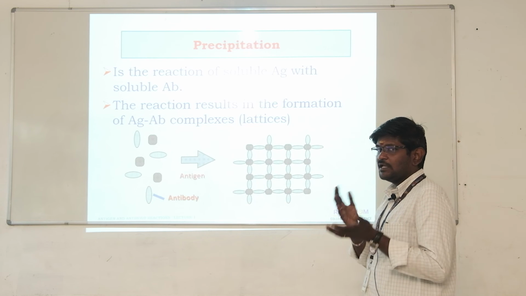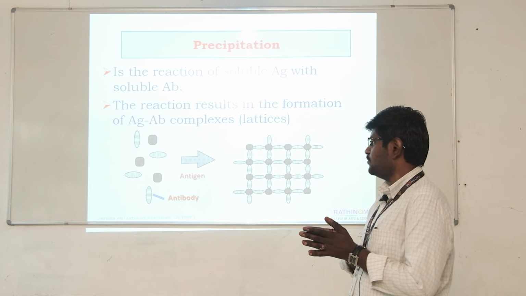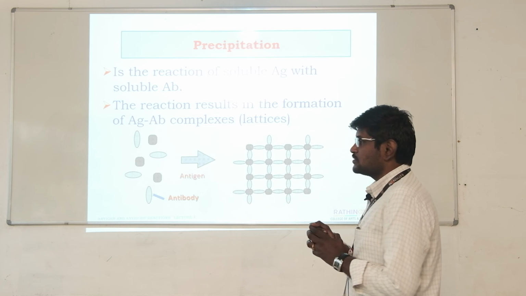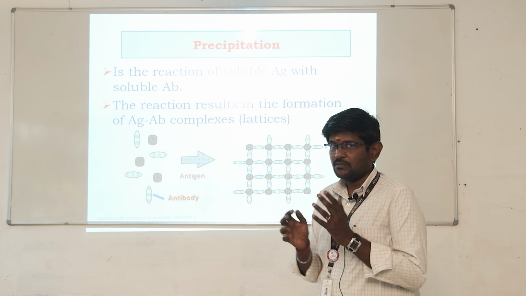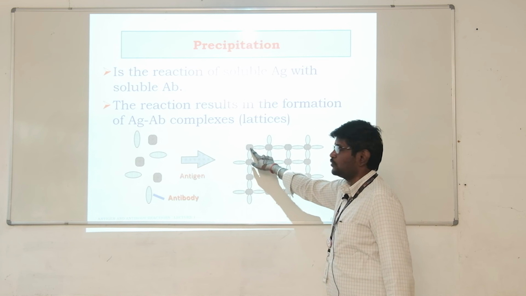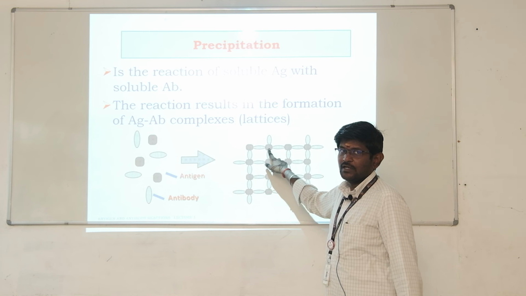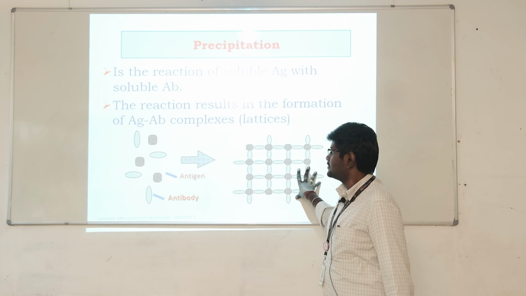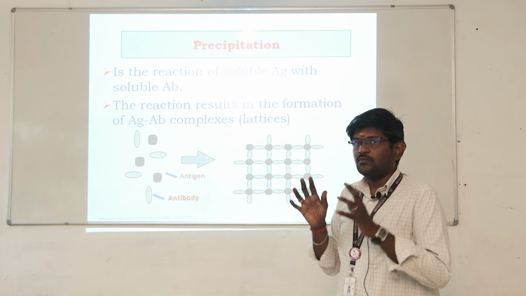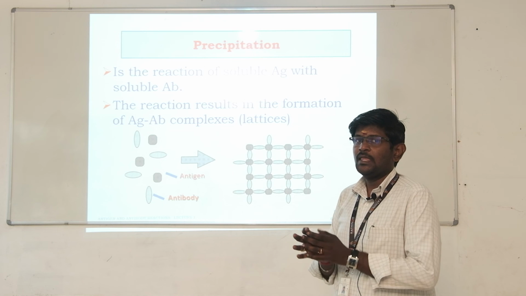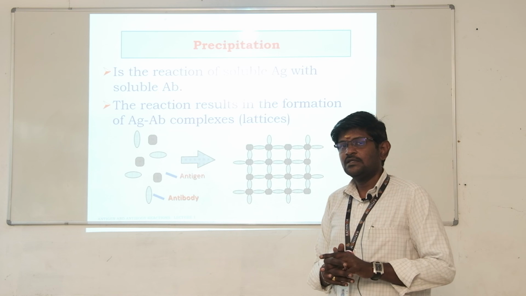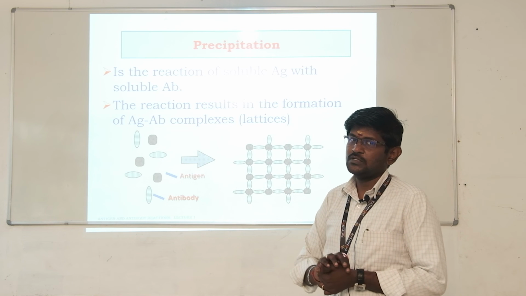When equal concentrations of soluble antigens and antibody are present, there is a typo error, it is an insoluble antibody, okay, and equal concentrations of soluble antigen and insoluble antibodies are present, you can have a structure like this. All the epitopes of the antigen and the paratopes of the antibody will be satisfied, and this results in the formation of lattice. So as you can see, this lattice formation is the immune complex formation that occurs during any kind of precipitation or agglutination reaction, resulting in an immune reaction called opsonization.